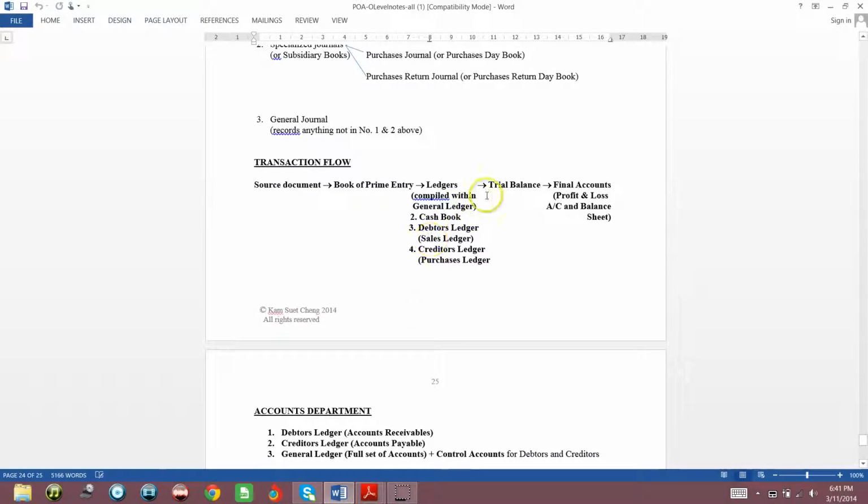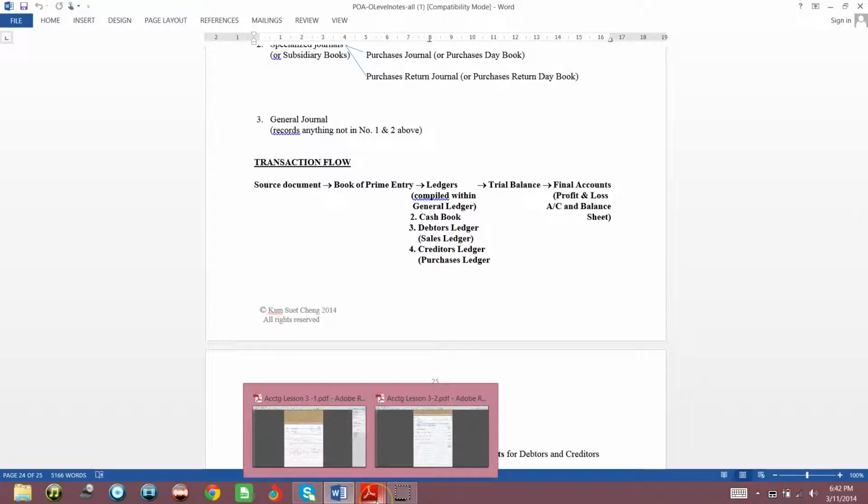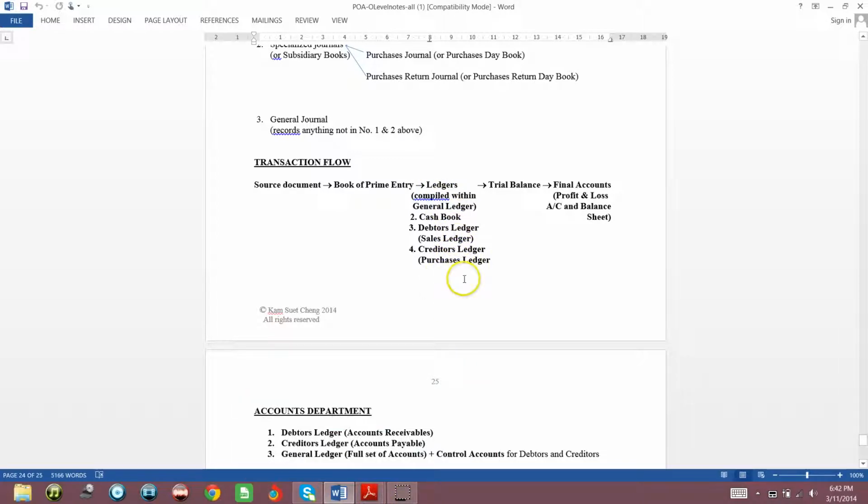Now from all these ledgers, we will compile the trial balance. Just now we explained that from the books of prime entry, it's very difficult to compile the trial balance and the final accounts. So with the general ledger, the debtors and creditors ledgers and the cash book, we are able to compile the trial balance easily.